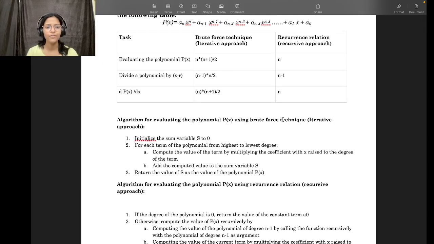Now the algorithm for evaluating the polynomial P(x) using the brute force technique, that is the iterative approach. The first step is to initialize the sum variable s to 0. The second step: for each term of the polynomial from highest to lowest degree, compute the value of the term by multiplying the coefficient with x raised to the degree of the term, and add the computed value to the sum s. Third, return s as the value of the polynomial P(x). That is the iterative approach.